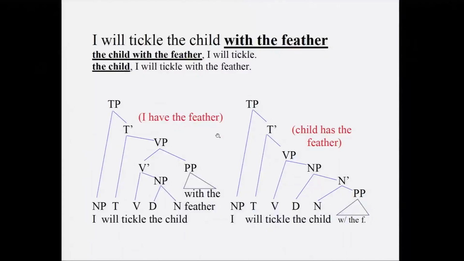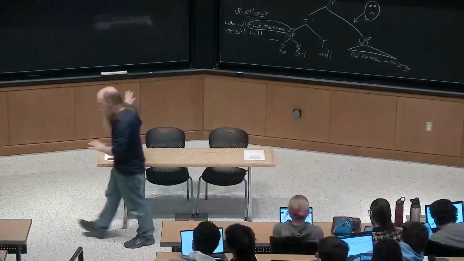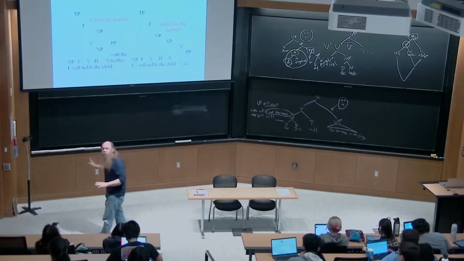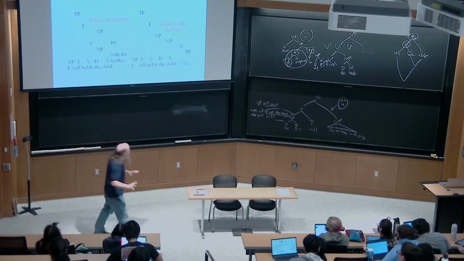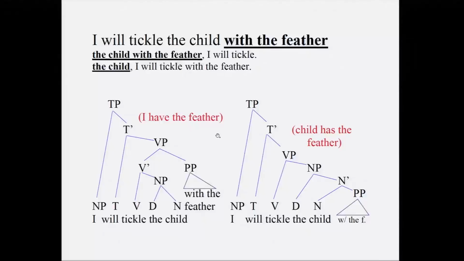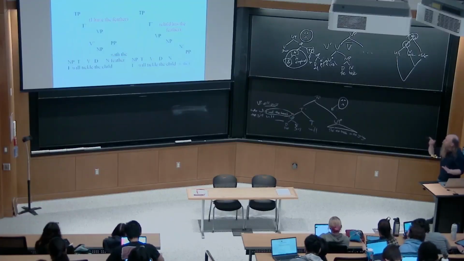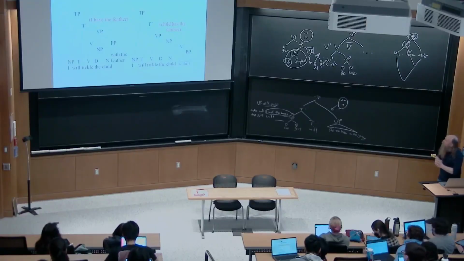And constituency tests like topicalization tell us that we're right to associate these two different trees with two different meanings. So these trees are basically just like the trees we did. In fact, they're identical to the trees that we did for I shot an elephant in my pajamas. The prepositional phrase that's at the end of the sentence can either be part of the noun phrase that's also at the end of the sentence, or it can modify the verb phrase. That depends on whether we're doing the tickling with the feather or whether it's a child who has a feather and I'm going to tickle them some other way, maybe with my fingers.